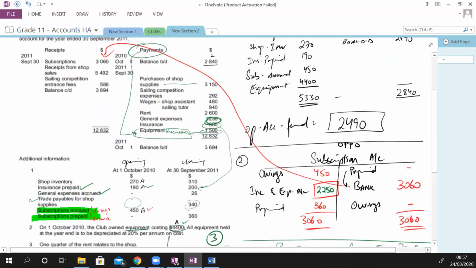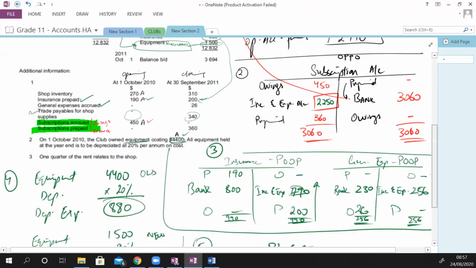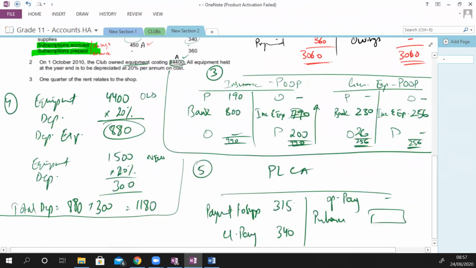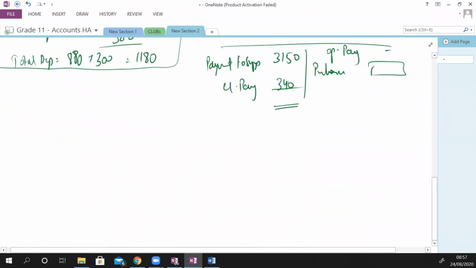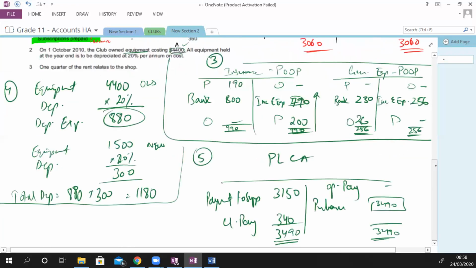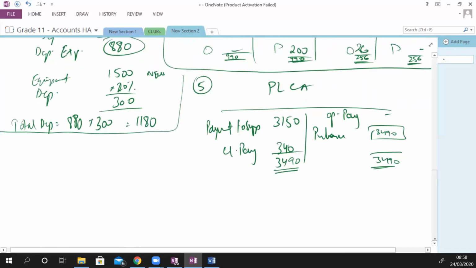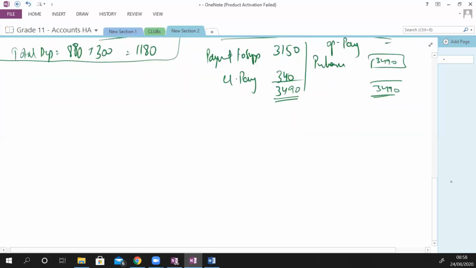Purchases for shop supplies was 3150. So the total purchases will be 3490. So that's the total purchases for the shop. All right.